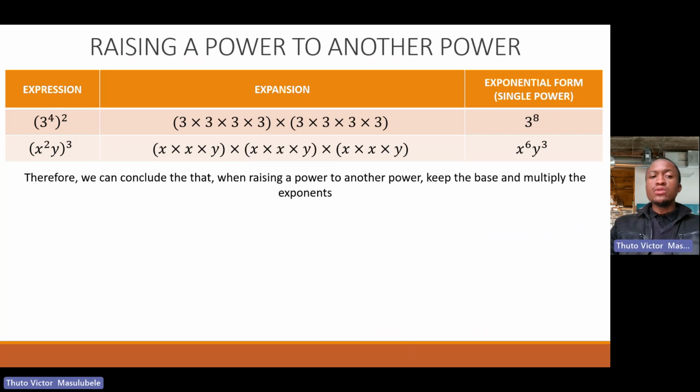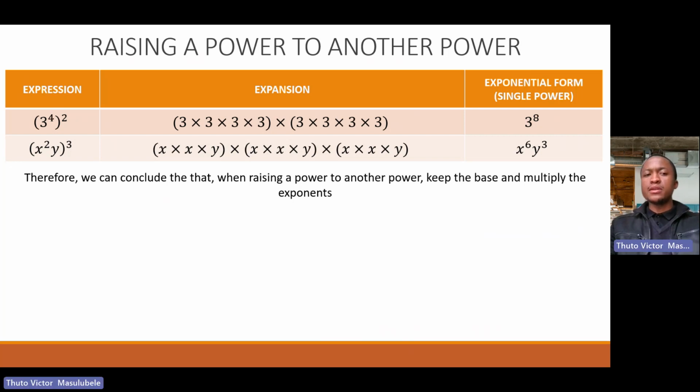Now we have two different bases. We have x as our base and y as our base. The first factor there, we have x squared multiplied by y, all raised to the power of 3. If that is expanded and you count the number of times in which you are multiplying the same base, if you start with just base x, you'll realize that x is being multiplied with itself 6 times. If you count the number of times you are multiplying y with itself, that will be 3 times, giving us x to the power of 6, y to the power of 3.